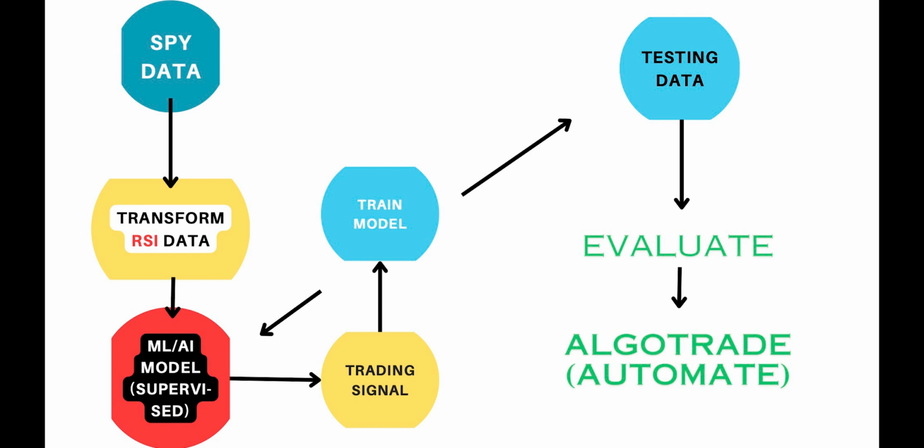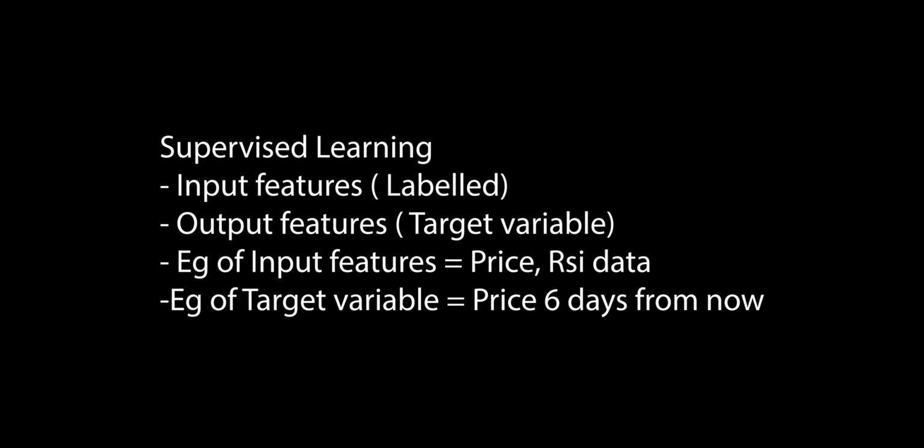So a simple question would be, what is supervised learning? Supervised learning has two characteristics. One is the input features, or labeled features, and then the output feature, which is something you're trying to predict, called the target variable. I know it's kind of complicated, but it's not really. In this simple example, the input features will be the 6 RSI numbers that we created from the PCA, and the output will be the future price or return, depending on what you want to predict.